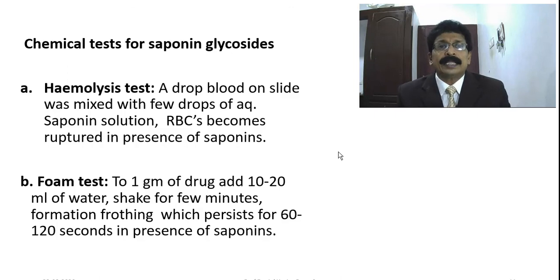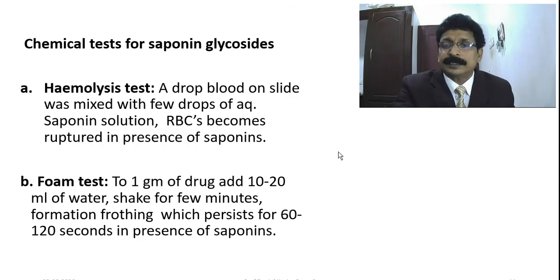So foam test: to 1 gram of the drug, that is saponin glycoside, add 10 to 20 ml of water and shake for a few minutes. Formation of frothing which persists for 60 to 120 seconds denotes the presence of saponins.